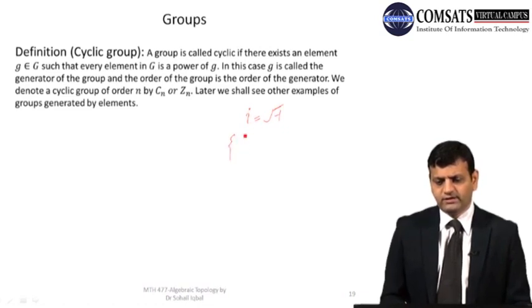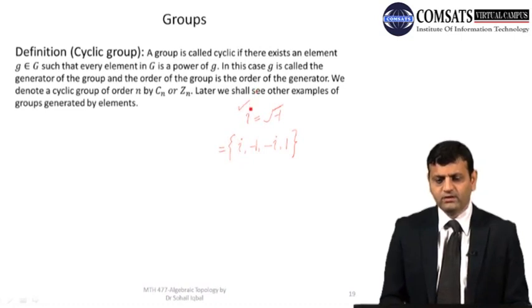So if I keep writing down the powers of iota, iota square is -1, iota cube is minus iota, and then iota raised to power 4 is 1, and iota raised to power 5 is once again one of these 4 elements, and every other power of iota is one of these 4 elements. So we can say that this is a cyclic group generated by iota. In this case we can see that every element is a power of iota.